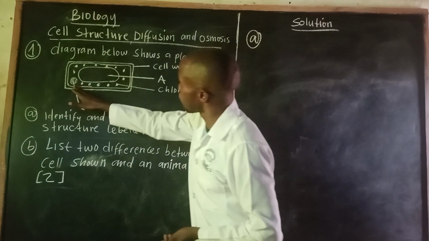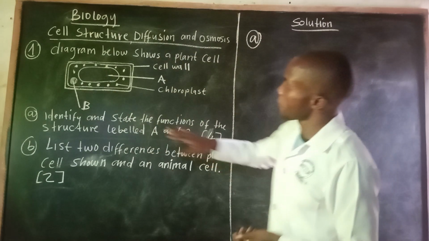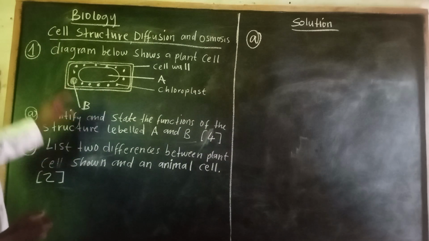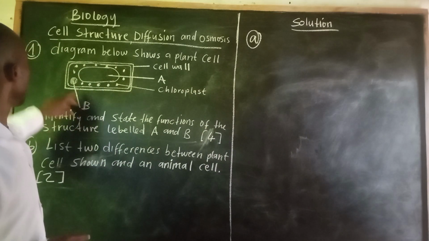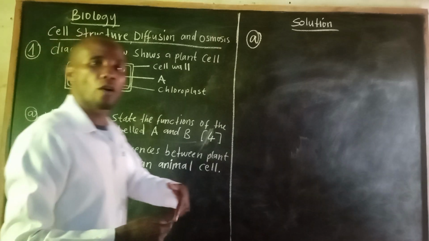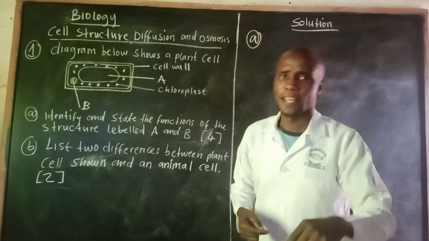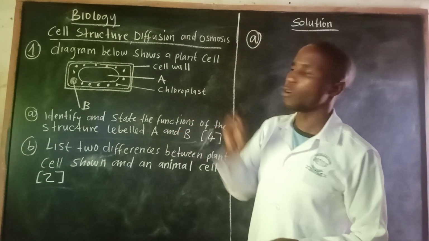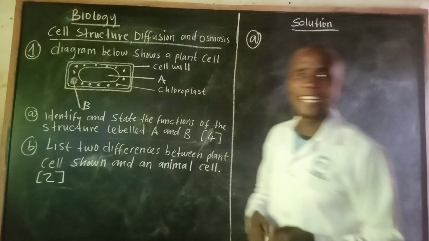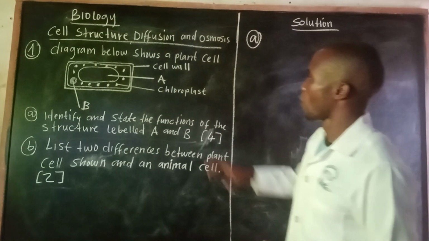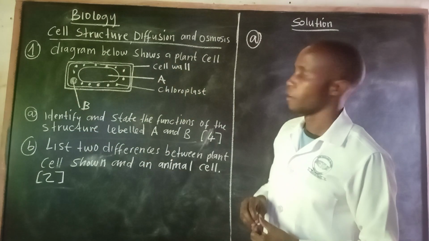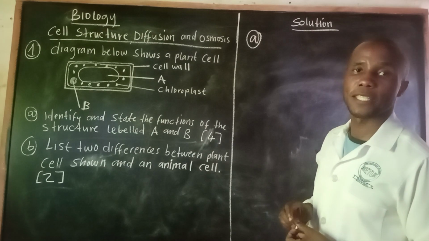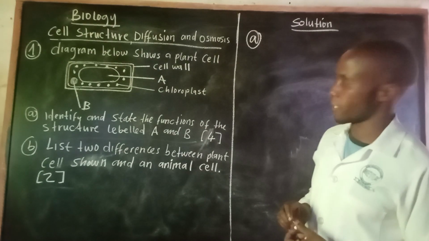Then we come to B. B is actually the nucleus. And the main function of the nucleus is to control all the activities of the plant cell, and also to store the genetic information of the plant cell. Okay, so as I explained, let me write so that you can see clearly and understand.